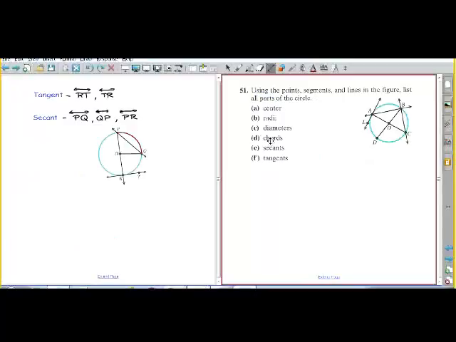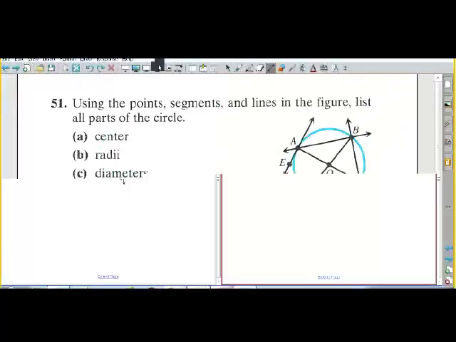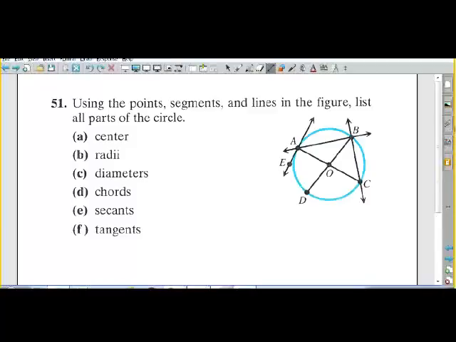So here's problem 51 in your book, and so we're just going to go through these and see if you guys can identify them. So you guys in the class can help me out here. I'll do the first one. That's easy. O. Okay, the center is point O.